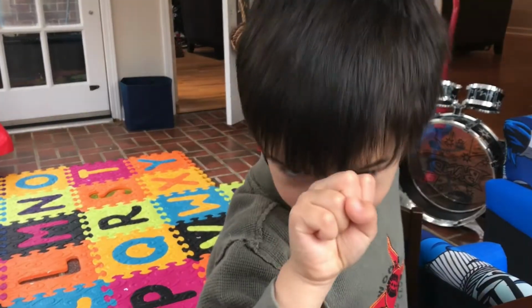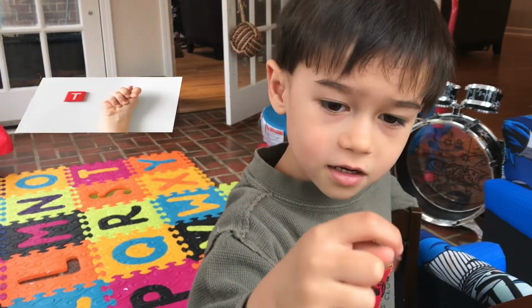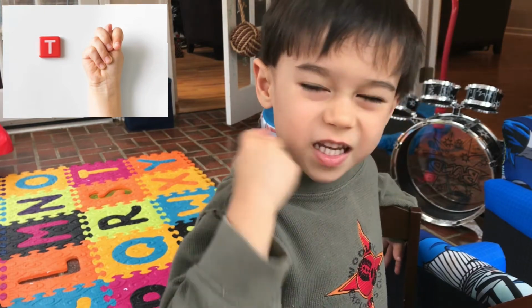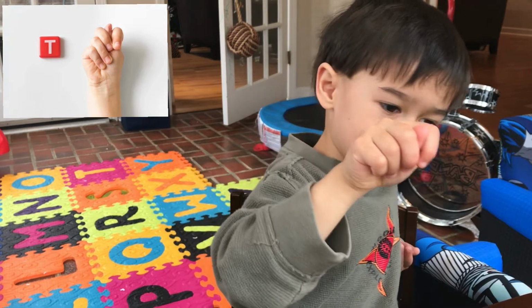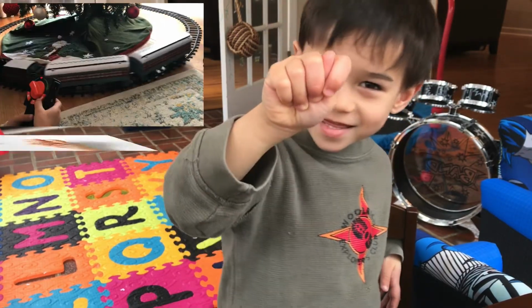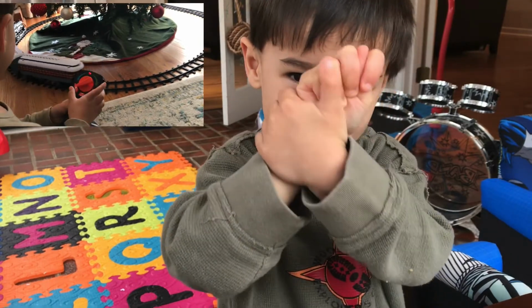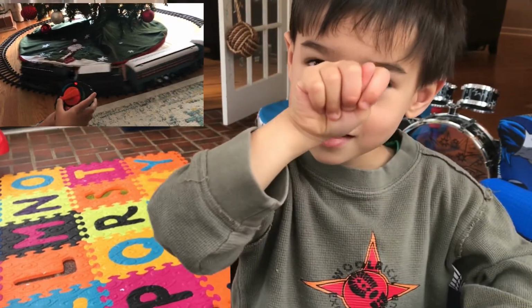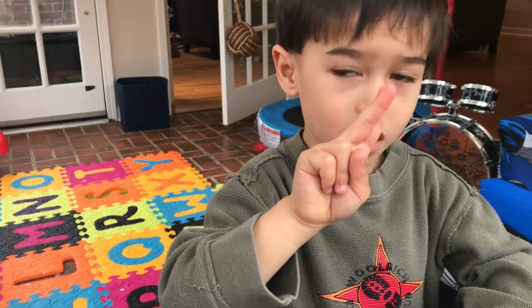What's next to S? T. T is for train. Like the Polar Express. They like the Polar Express. Yeah. T. What's next to T? U. Is that right? Yeah. U. Very good. U is for umbrella.